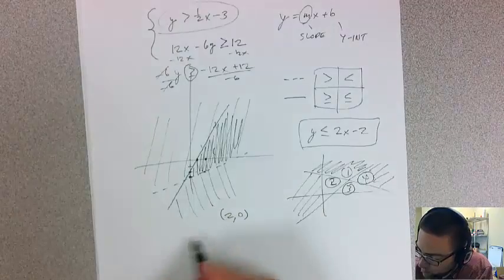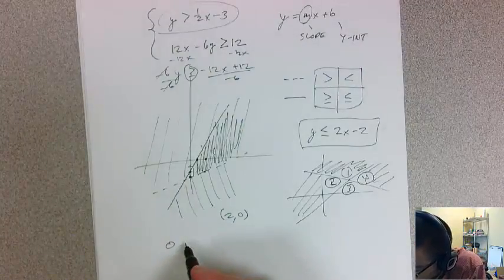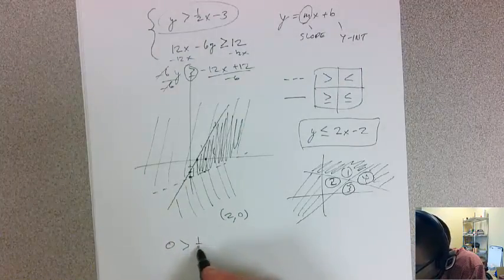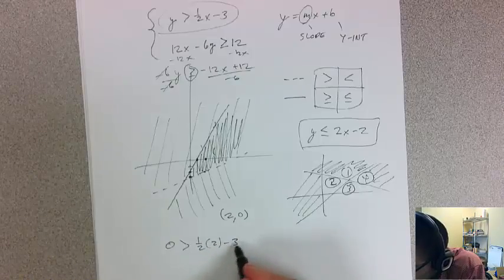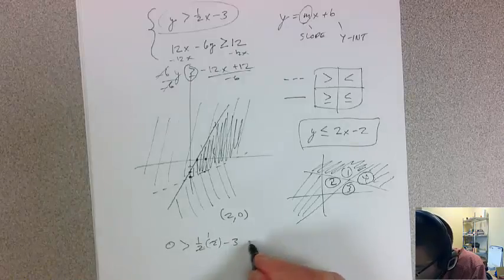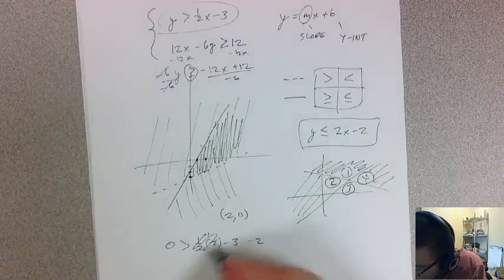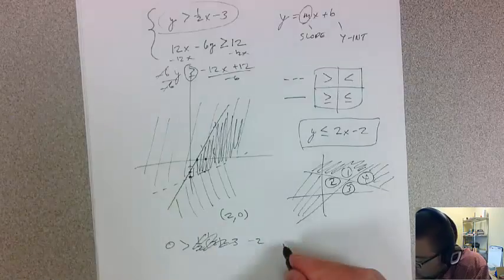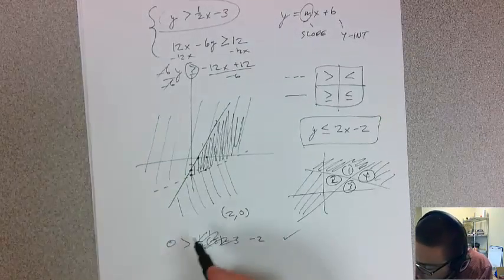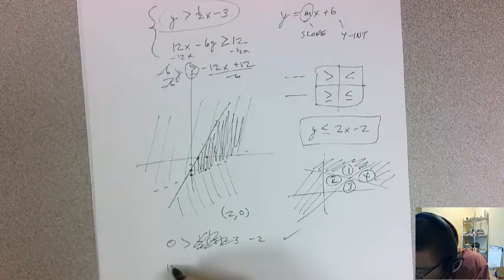So it should make both of those statements true. So let's look at the top one. Is 0 greater than 1/2 times 2 minus 3? This is equal to 1. 1 minus 3 is -2. And that is correct. 0 is greater than -2. So it checks out.